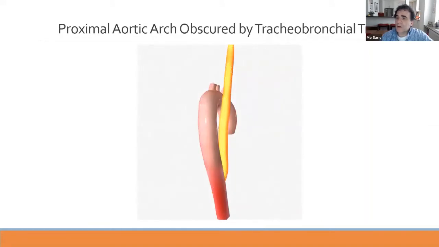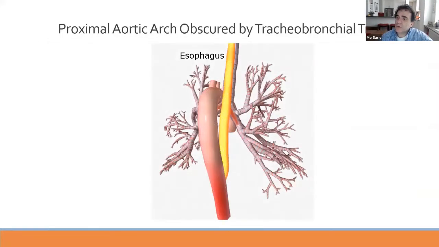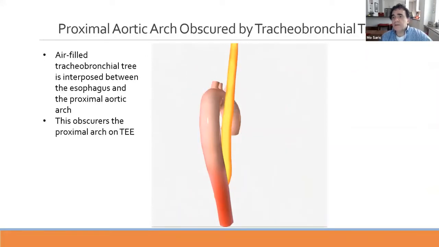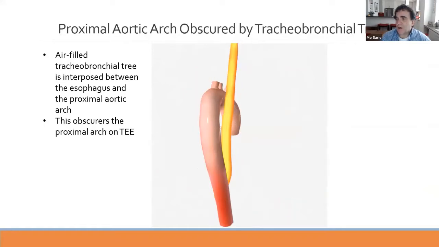Again, this is the rendering of the aorta as well as the yellow colored esophagus. But this time we are looking from the posterior aspect of the patient. See the esophagus, and then if I overlay the tracheobronchial tree, you see that there is the interposition of the tracheobronchial tree between the esophagus and the proximal arch, obscuring imaging of the proximal arch by transesophageal echocardiography. So the air-filled tracheobronchial tree is interposed between the esophagus and the proximal aorta, obscuring our views on transesophageal echocardiography.